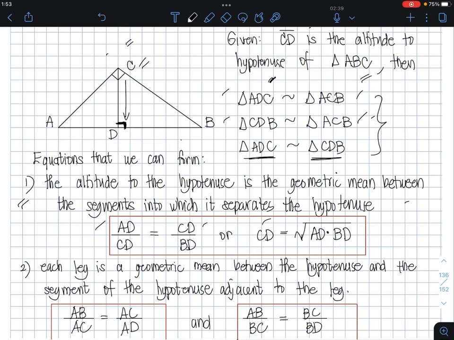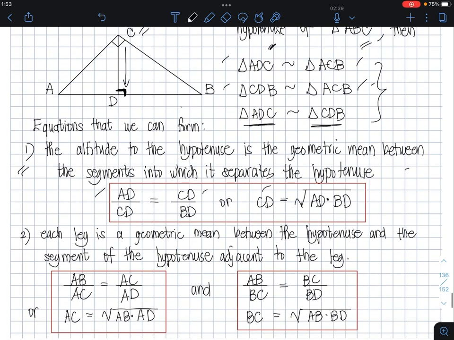Okay? Next equation is, sabi, each leg is a geometric mean between the hypotenuse and the segment of the hypotenuse adjacent to the leg. So meron tayong dalawang leg, so meron din tayong dapat dalawang equations na mabubuo. So yung una is AB over AC is equal to AC over AD, or other form is AC is equal to square root of AB times AD, and AB over BC is equal to BC over BD, or BC is equal to square root of AB times BD.